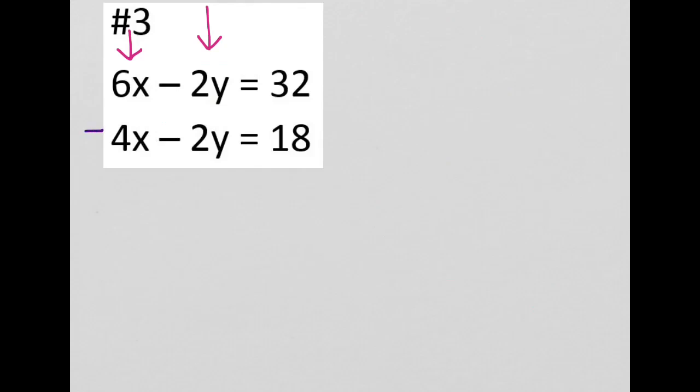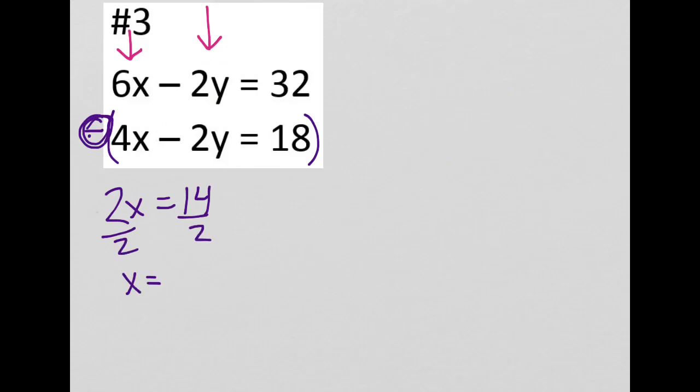Subtracting 4x means I have to subtract everything in that second equation. 6x subtract 4x is 2x. Negative 2y subtract -2y is the same as -2y plus 2y, which is 0y, and positive 32 subtract 18 equals 14. So if you would like to think about this as subtraction instead of addition, that's totally fine. Either way, we're going to end up with x equals 7.